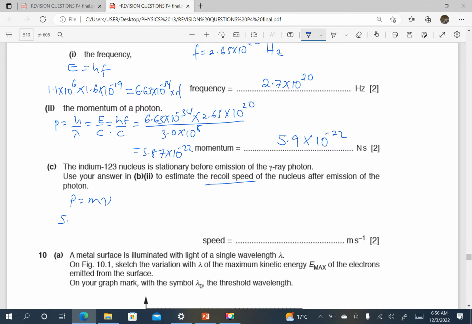5.87 times 10 power negative 22 is equal to the mass. Of course, since it is a 123 nucleus, the mass is going to be 123 U. We convert to kilograms by multiplying by 1.66 times 10 power negative 27. Remember, from nuclear physics, 1 U is 1.66 times 10 power negative 27 kilograms. So this will be 123 times 1.66 times 10 power negative 27, then times V. I want V.